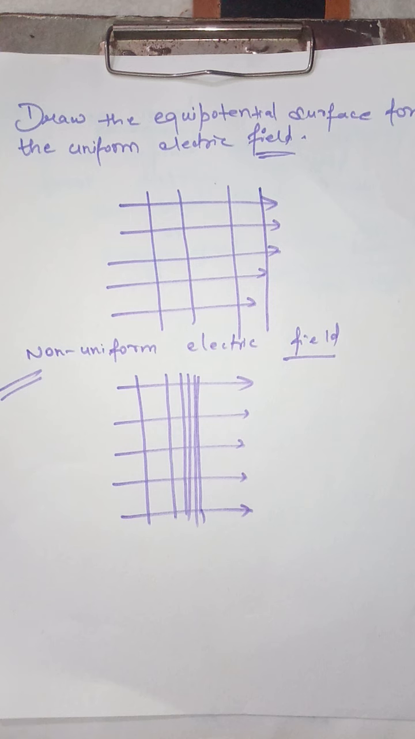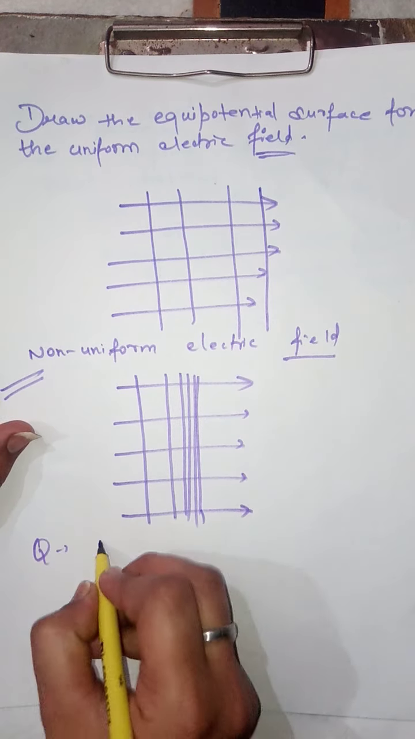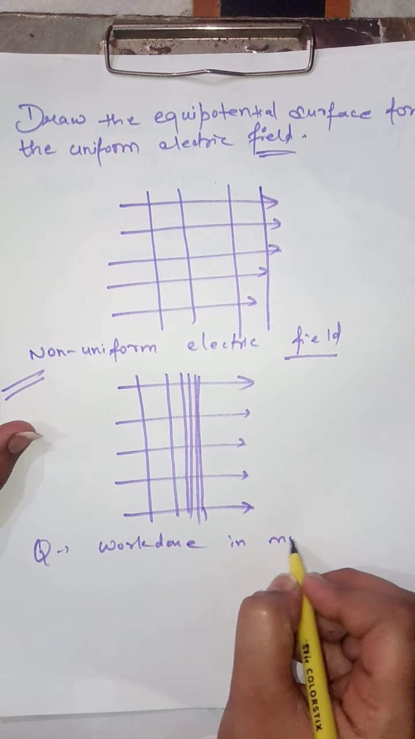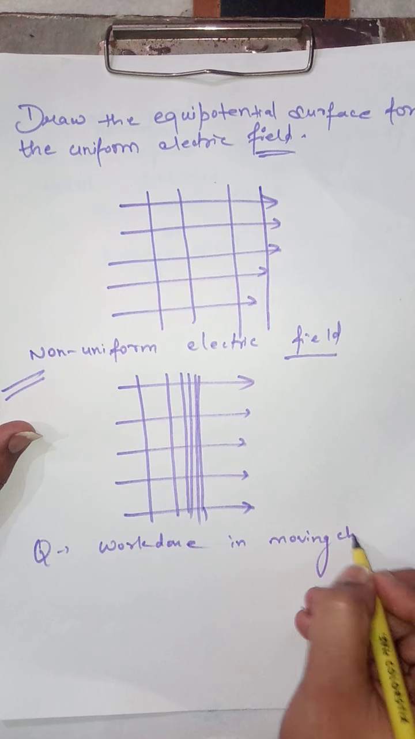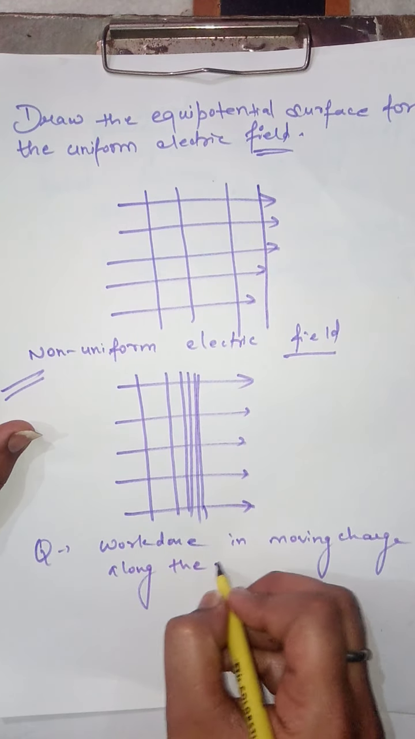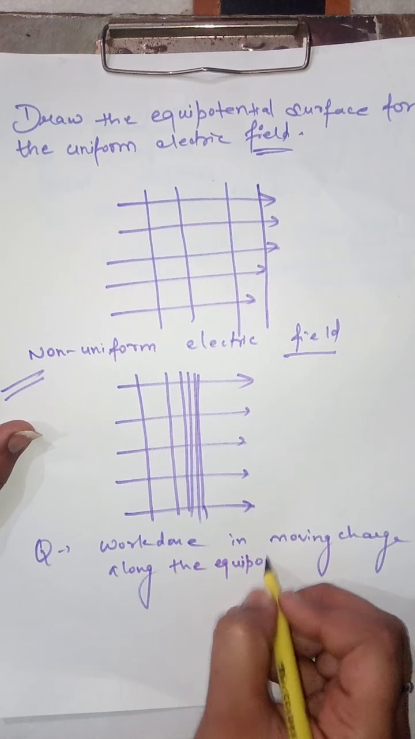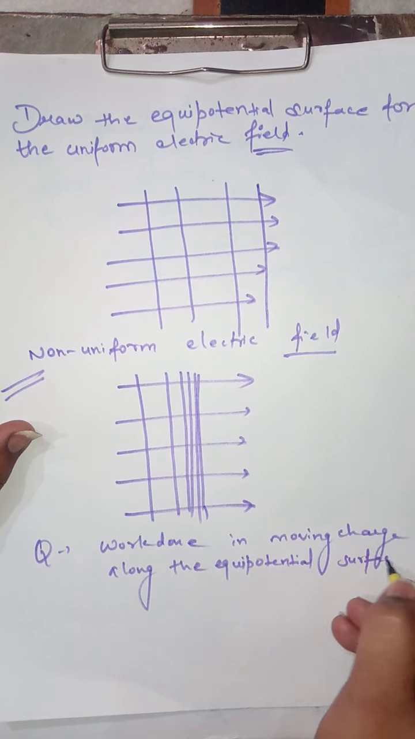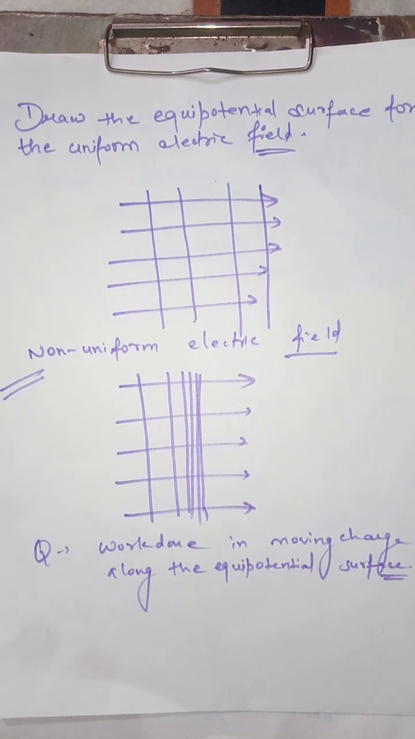Next question is, what is the work done in moving a charge along the equipotential surface? You have to calculate the value of this work done.